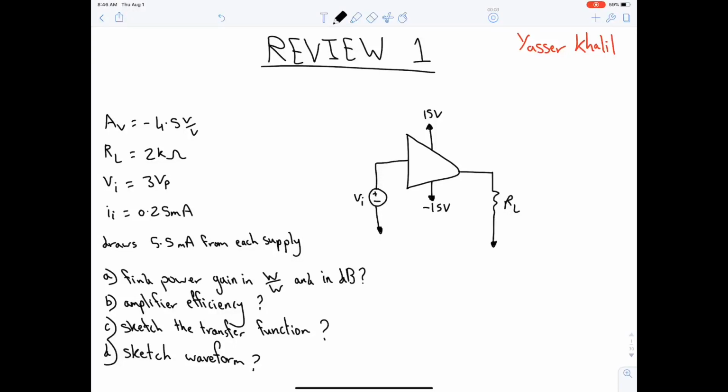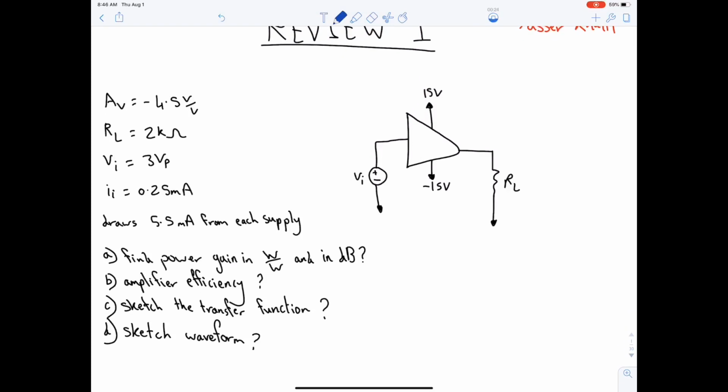Hello everyone. Today we're going to do a deep review on chapter 1 and chapter 2 by solving questions. The first question, we have an amplifier. The AV, which is the voltage gain, is minus 4.5. RL, which is the load resistance, is 2 kilo ohm. VI, which is the input voltage, is 3 volt peak. And the input current II is 0.25 milliampere.